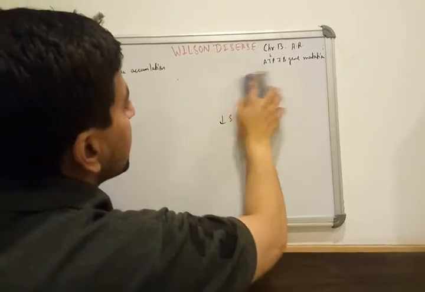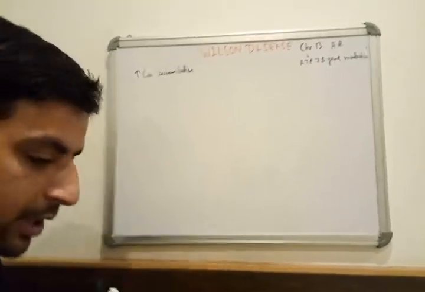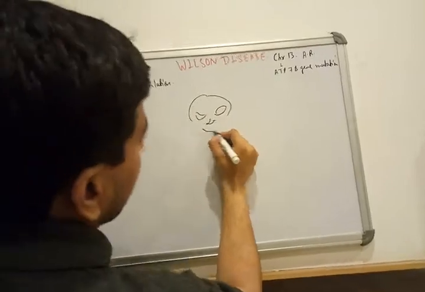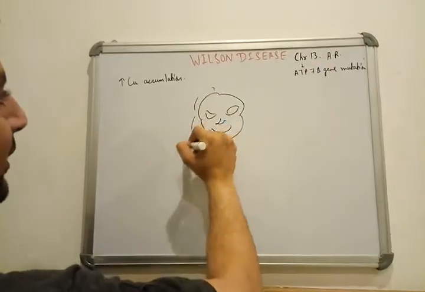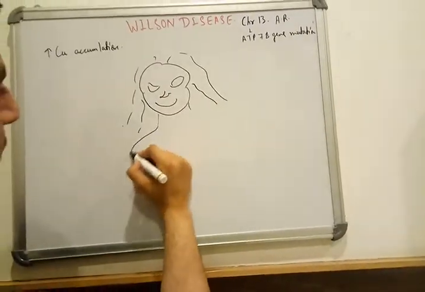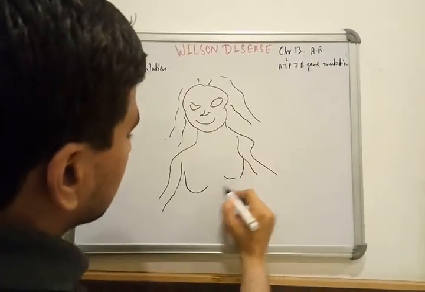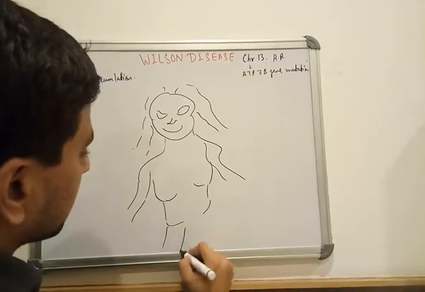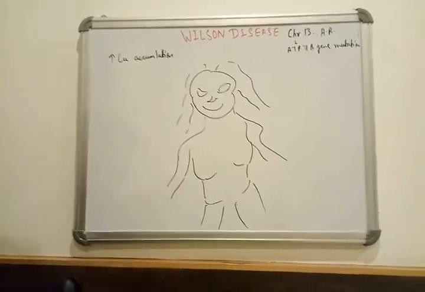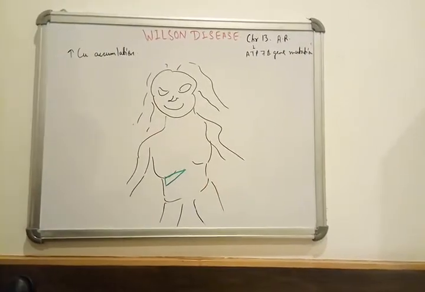Now we are going to discuss some signs and symptoms of Wilson disease. So I am going to draw a diagram. See, this is a girl. I'm not a good painter, but I try my best. This disease mainly affects the liver. So what is going to happen in this liver?